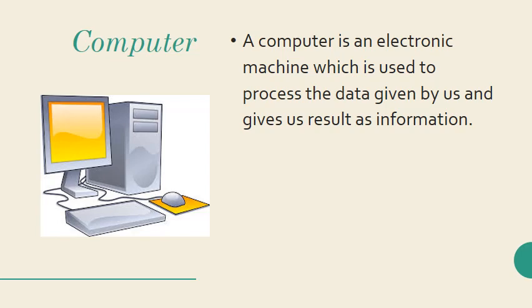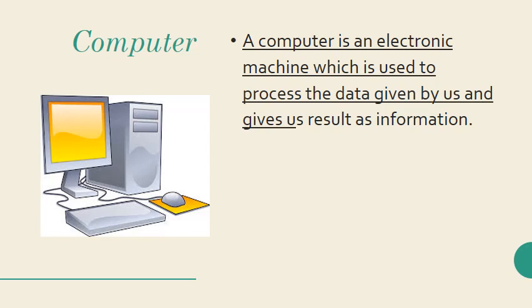Firstly let us discuss what is computer. As you all read previously, a computer is an electronic machine which is used to process the data given by us and give us result as information. It means we give the data to the computer, that is called input, then it processes the data, which means processing is done, and then it gives us result, means output as information.